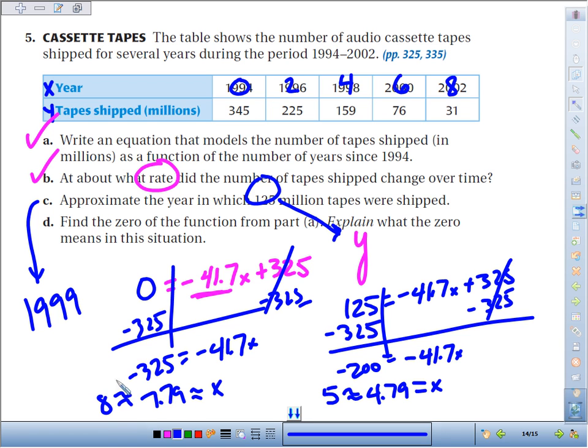What does that mean? Explain what the zero of the function means. 8 years since 1994. So in 2002, or sometime a little after 2002, we would expect there to be 0 tapes shipped.